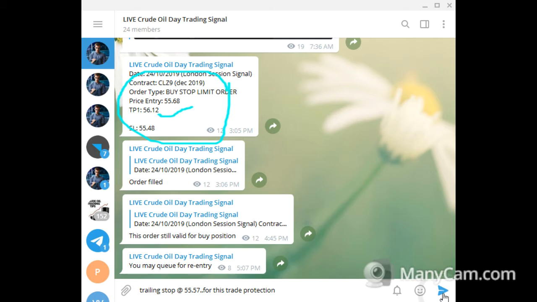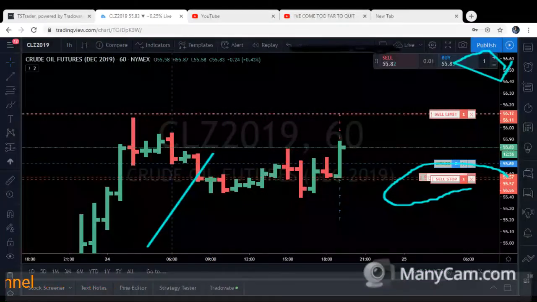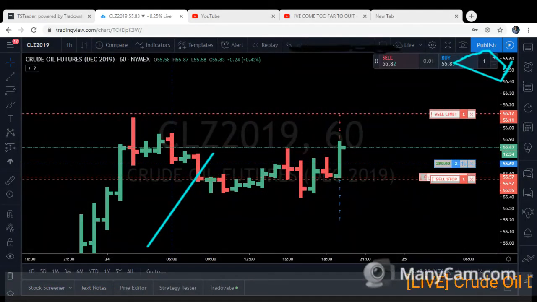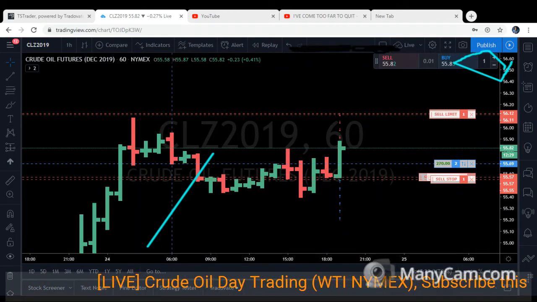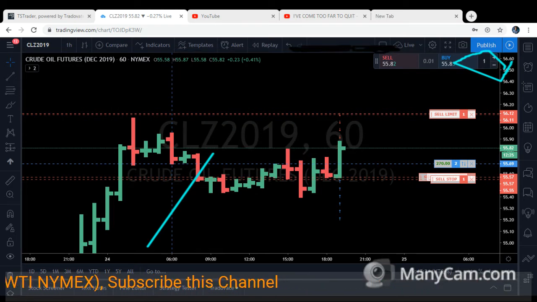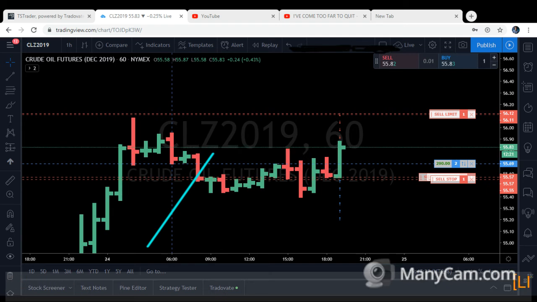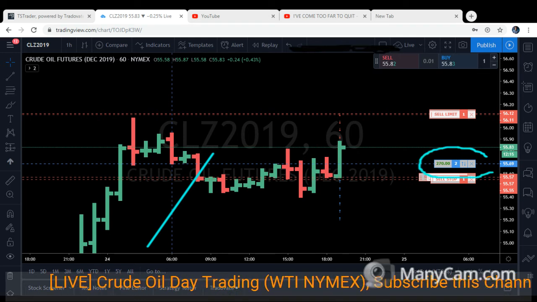Okay, looks good. Let's go back to the chart. Still waiting for the price to reach our profit price target, which is at 56.12, 56.11, 56.09 price level. It's not far, a few more ticks. So the profit now is 290.